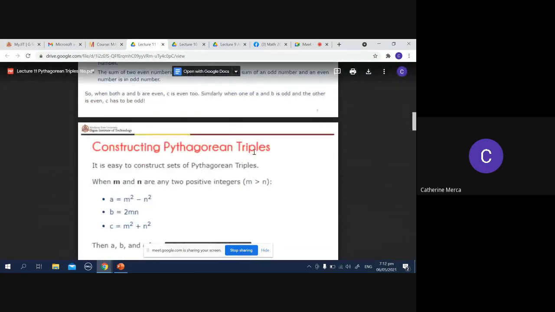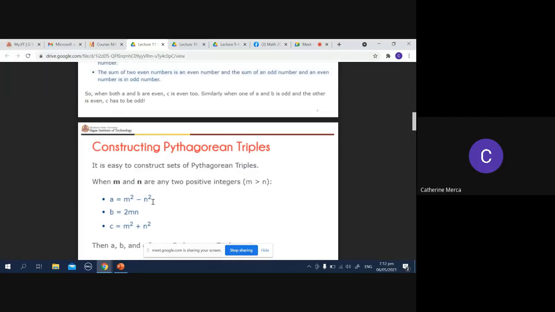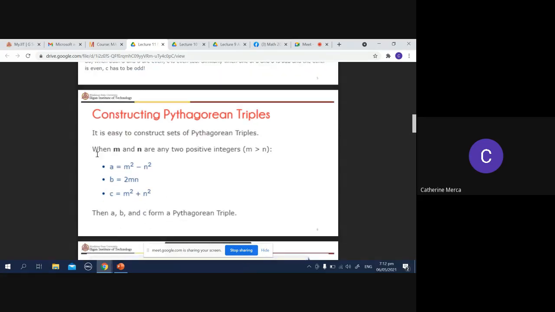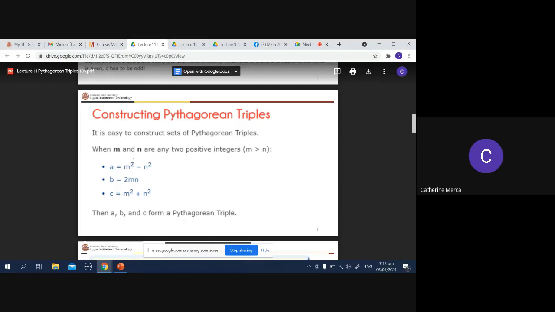So constructing Pythagorean triples would give you the following. A equals m squared minus n squared. B equals 2mn. C is equal to m squared plus n squared. Meaning to say, these are actually the generating values. So you can generate your Pythagorean triple making use of this.